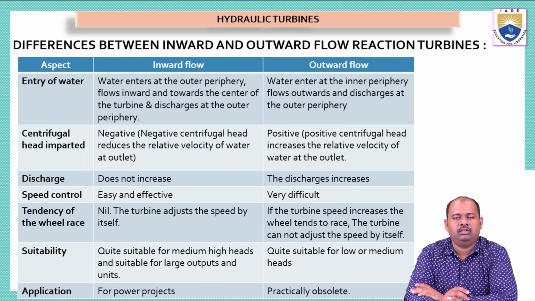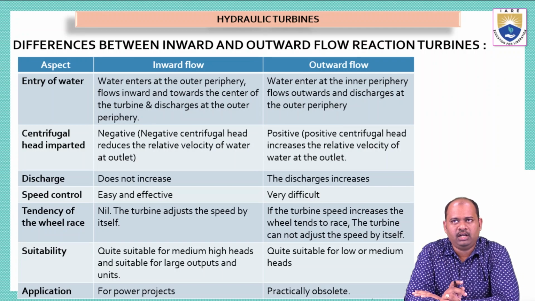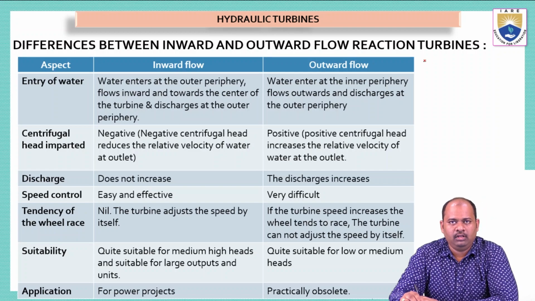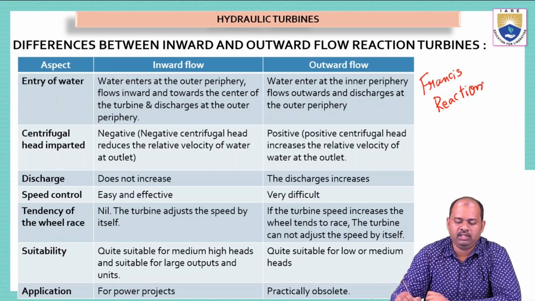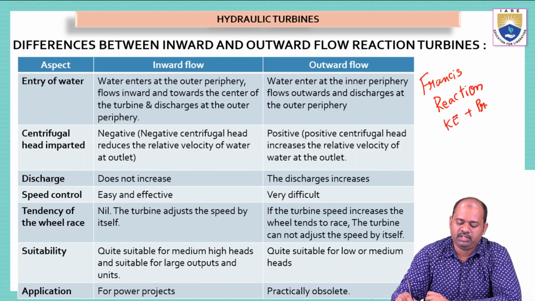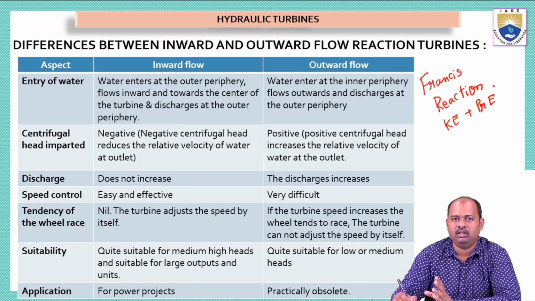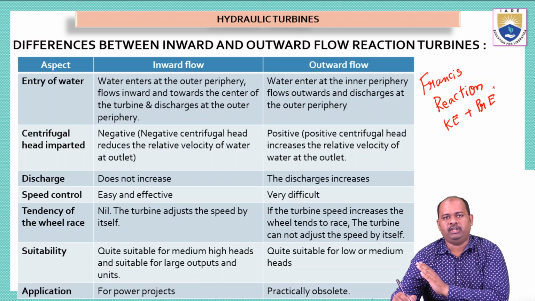Now we'll see some differences between inward and outward flow reaction turbines. First of all, we should know what inward and outward flow are. When we are studying the Francis turbine, this Francis turbine is a type of reaction turbine. What is the key thing in a reaction turbine? We have both kinetic energy and pressure energy, and both are available to the water before it enters the turbine.